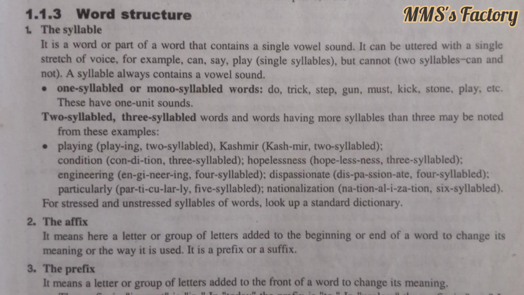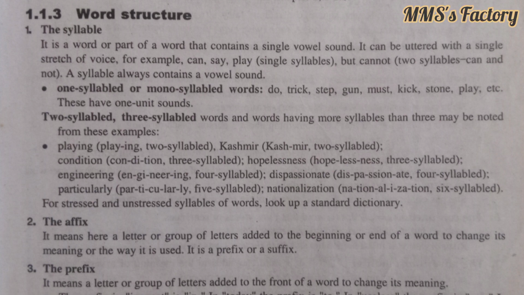Word structure. The syllable. It is a word or part of a word that contains a single vowel sound. It can be uttered with a single stretch of voice. For example, can, say, play are single syllables, but cannot has 2 syllables, can and not. A syllable always contains a vowel sound. One syllabled or monosyllabled words: do, trick, step, gun, must, kick, stone, play, etc. These have one unit of sound.